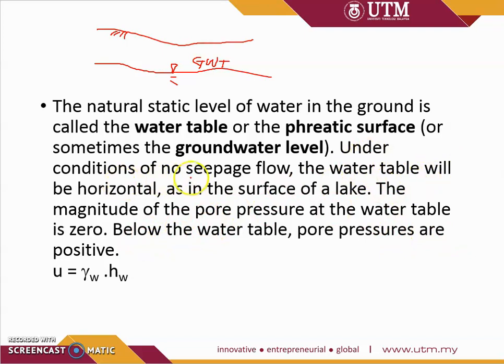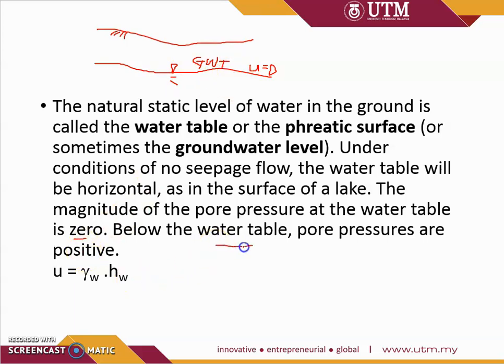Under the condition of no seepage flow, meaning water is not seeping into other surfaces or other layers of soil, the water table will be horizontal as in the surface of a lake. So it follows the shape of the ground. And the magnitude of the pore pressure at the water table is 0. So usually u at this line is equal to 0. Pore water pressure is 0. There is pore water, but it doesn't have any pressure at the beginning.